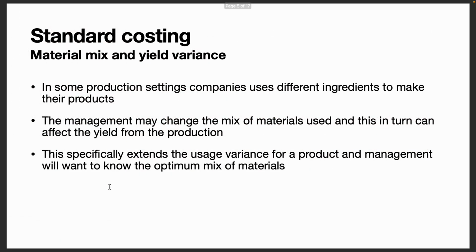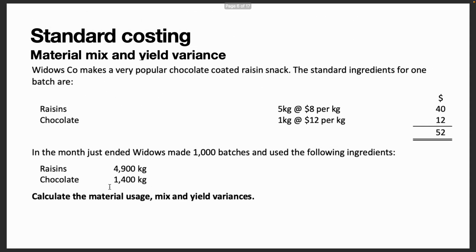There's something called standard costing, material mix and yield variance. In some production settings, companies use different ingredients to make their product. The management may change the mix of material used, and this in turn can affect the yield from the production. This specifically extends the usage variance for product, and management will want to know the optimum mix of material, which mix is good. Okay, example, let's have a look at this one.